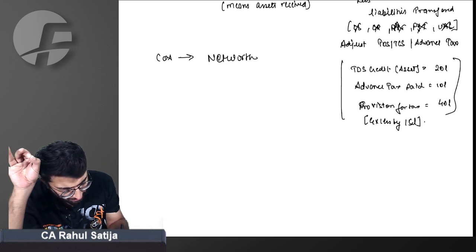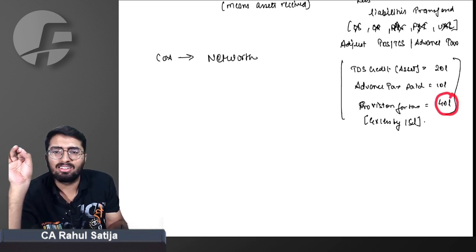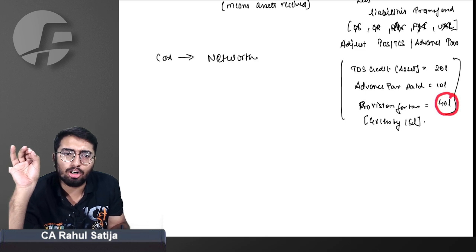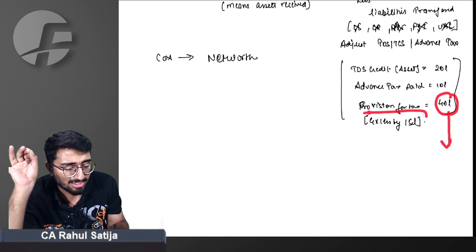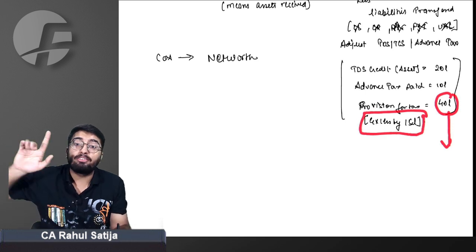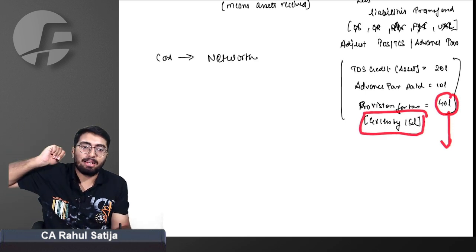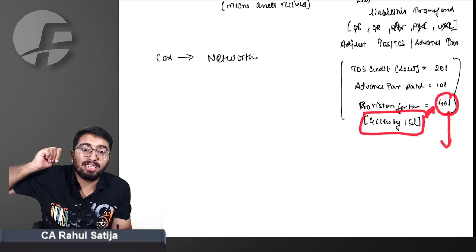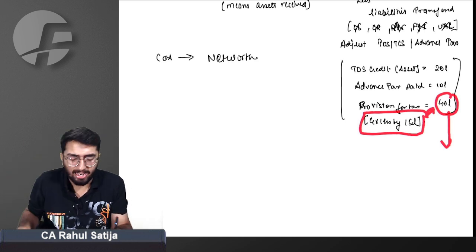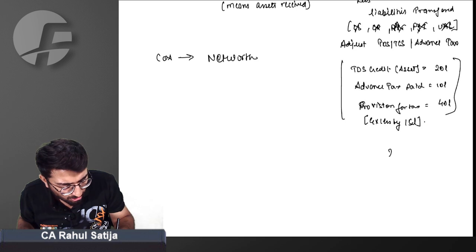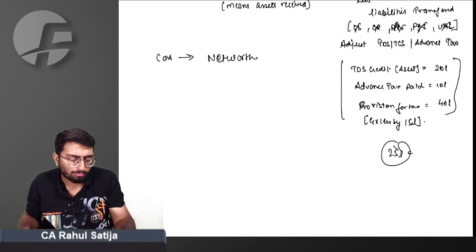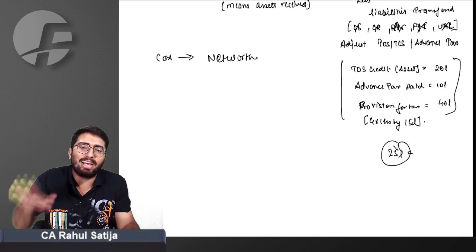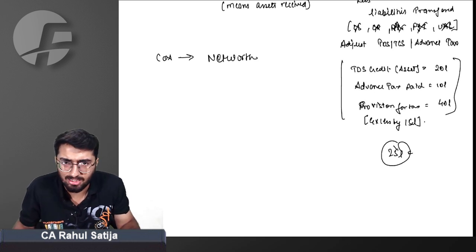Can I say provision for tax is 40 lakh? That means whatever our thought process was, we were required to pay tax of 40 lakh rupees. But actual tax liability was 25, that is 15 less. That means this provision is more by 15 lakh. Can I say actual tax liability was just 25 lakh? The right answer is yes, actual tax liability was just 25 lakh.